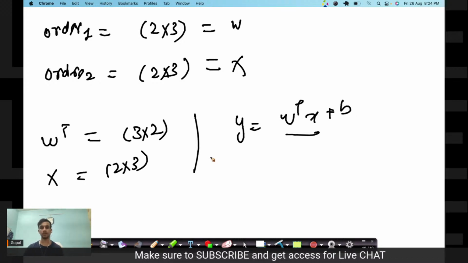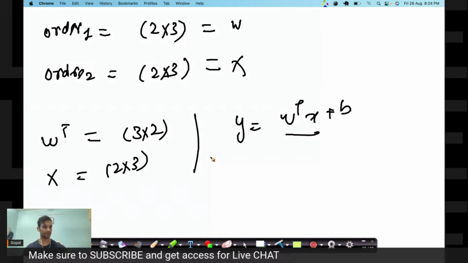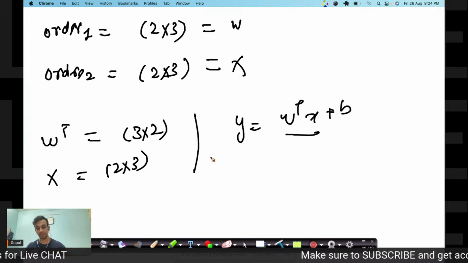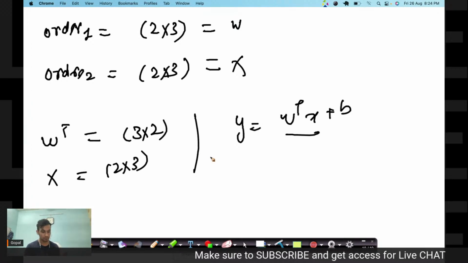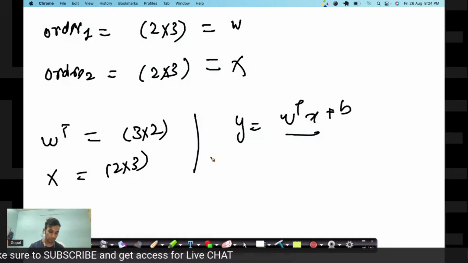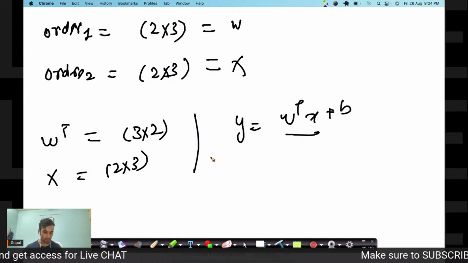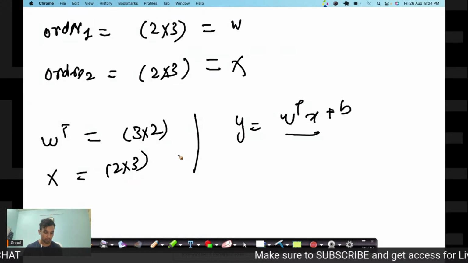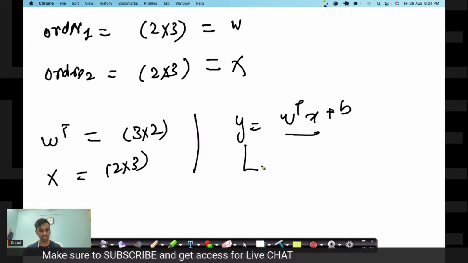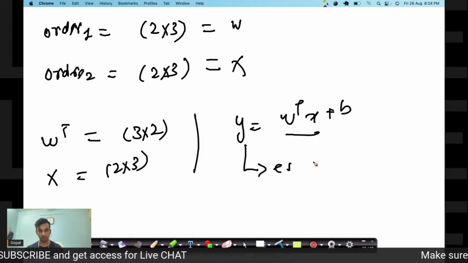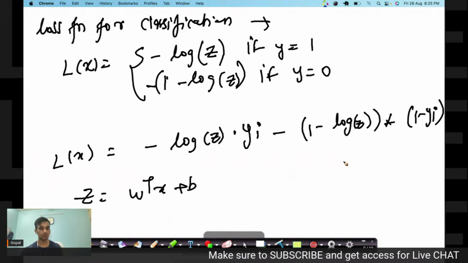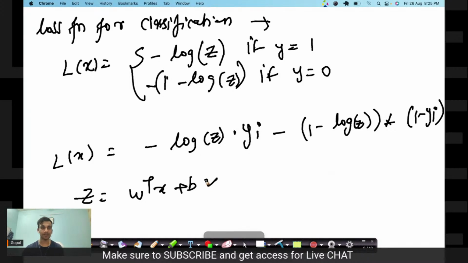Is that clear to every one of you? Have I made myself clear or not? Just let me know. Sorry, I'll be having a chocolate here, but just let me know if it is clear to you or not. And this is nothing but your estimation too. So that is the reason when I write Y is equal to W transpose X plus B.